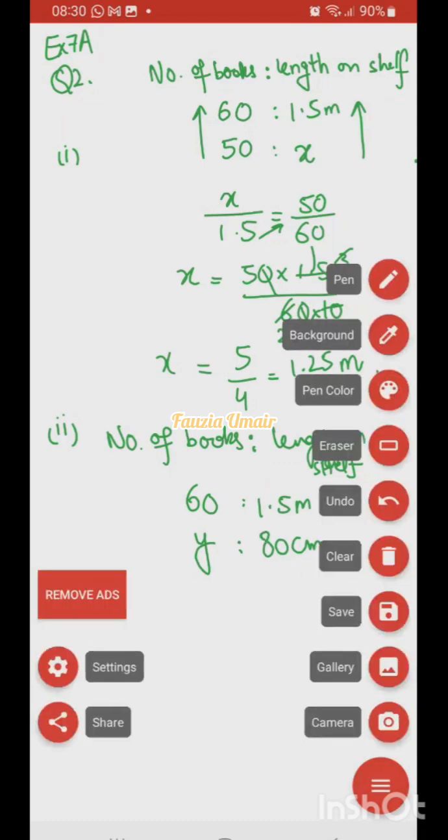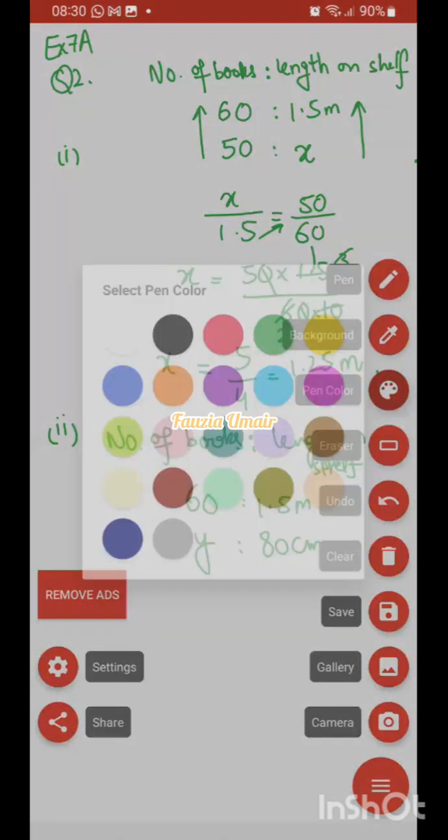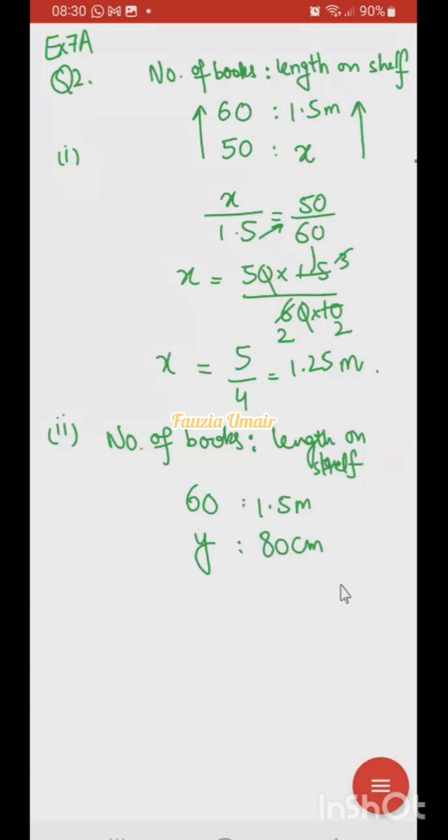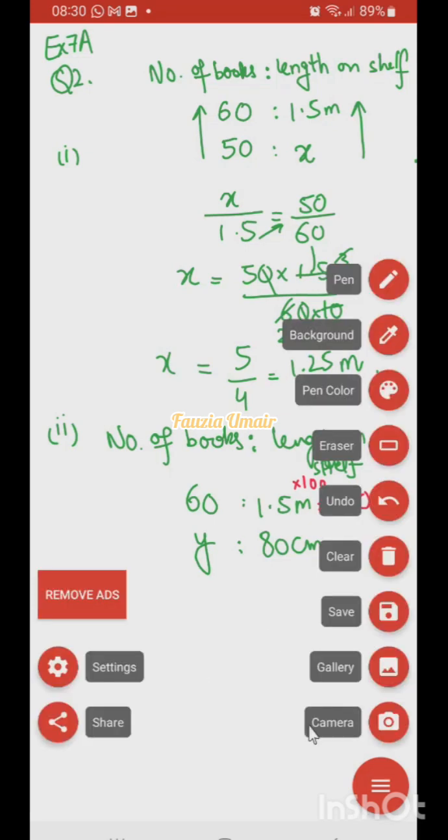Okay, so we know that always going to the smaller unit is better. Instead of changing 80 centimeters into meters, I will change 1.5 meters into centimeters. When we convert to centimeters, we multiply by 100. So this would be 150 centimeters, right? This is what we have converted already. Now we can solve this question.